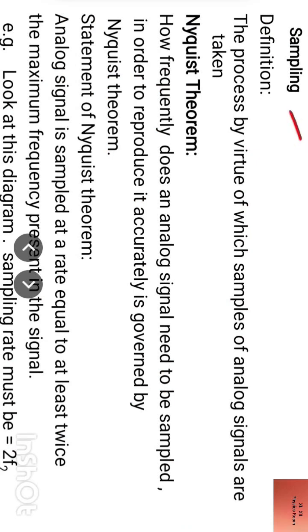Now sampling. How sampling of the information signal is carried out. Let us define sampling first. The process by virtue of which samples of analog signals are taken is known as sampling. Nyquist theorem. How frequently does an analog signal need to be sampled in order to reproduce it accurately is governed by Nyquist theorem.